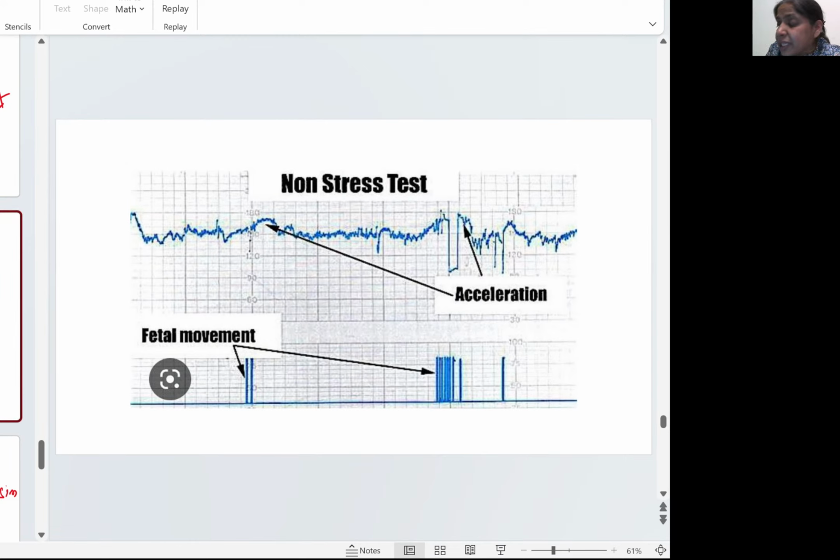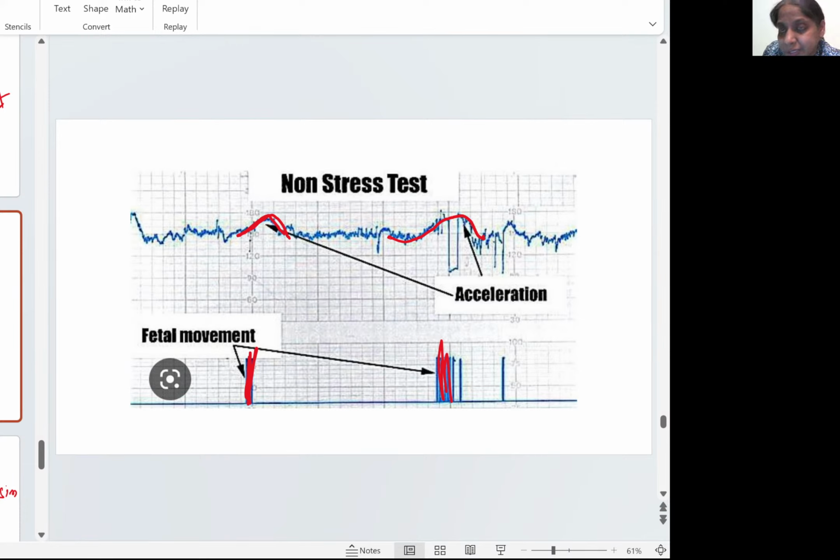As in NST there is no labor pain, so the fetal movements are written down there. NST is done antenatally. We do it antenatally, that is during pregnancy, not intranatal, not within the labor pains. Okay, so see, with the fetal movement, here there is fetal movement, and you can see that the fetal heart rate is rising. Here there is fetal movement, and you can see that the fetal heart rate is rising.